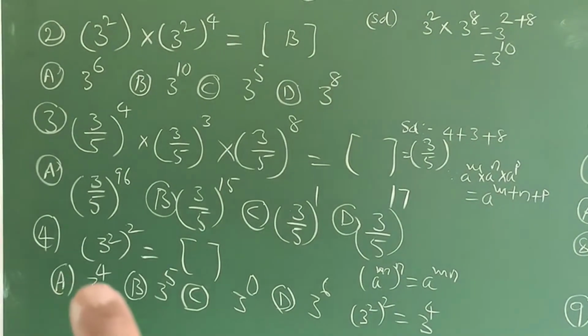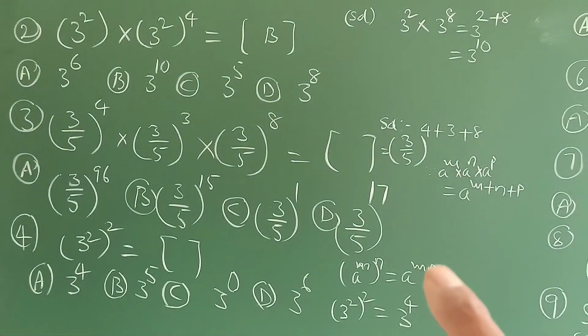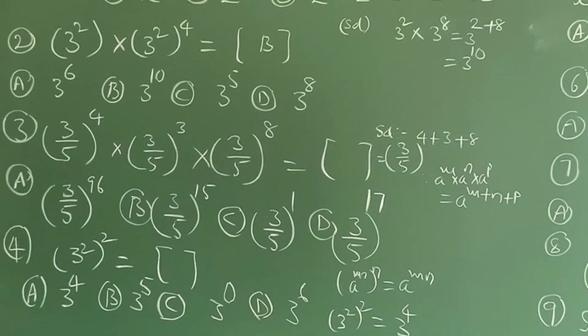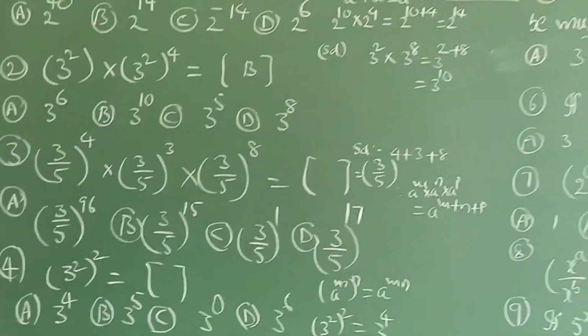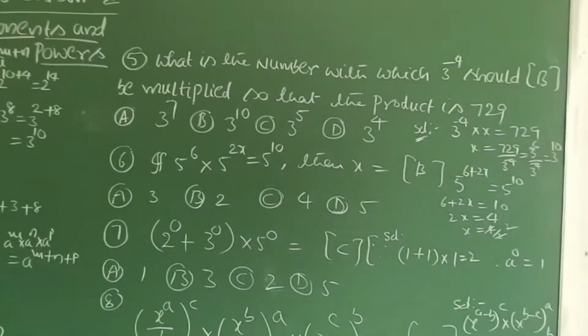Next question, 3 square whole square. So this given expression is in the form of a power m whole power n. A power m whole power n is equal to a power mn. So 3 square whole square is equal to 3 power 4. So let's move on to the next question, question number 5.